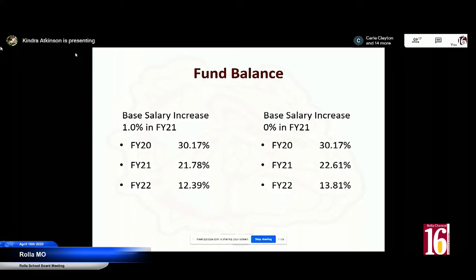And then looking at the fund balance, if we should increase the base by 1% or not do a base increase at all over the next few years. And of course, those ending fund balances are assuming that we end this year at 30.17%. So are there any questions?